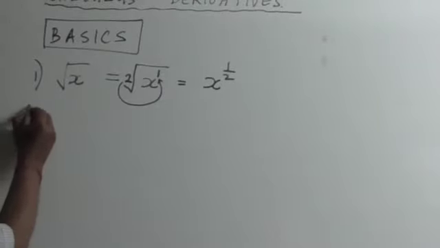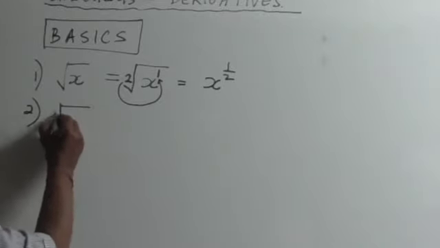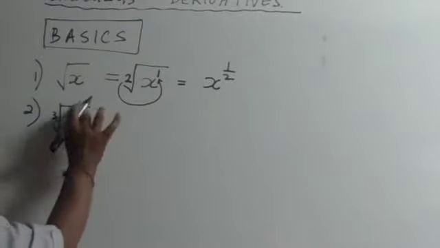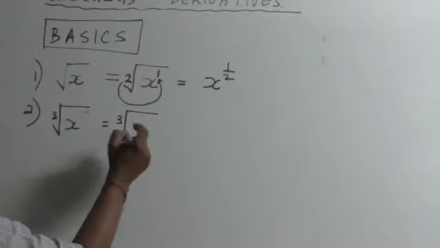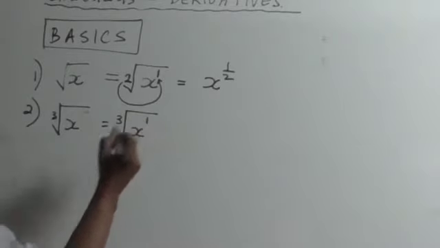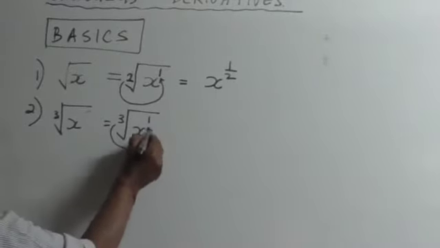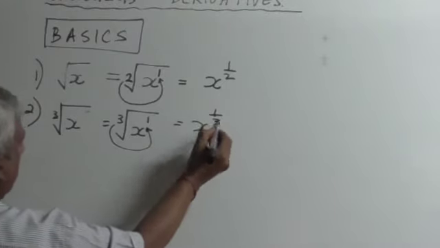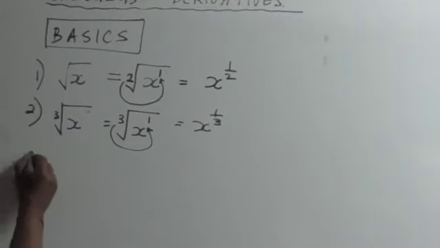Let's do another example on basics. Suppose you had cube root of x. Once again, this time you were given the 3, so that's not a problem, but this one is understood. So cube root of x, once again this 3 will become a denominator here, so it will become x to the 1 over 3.